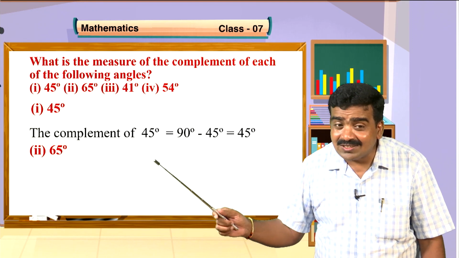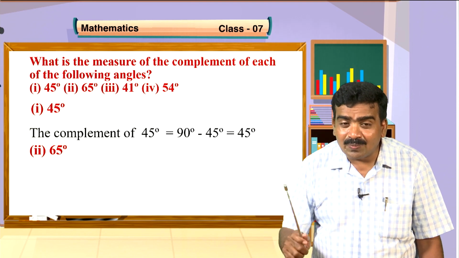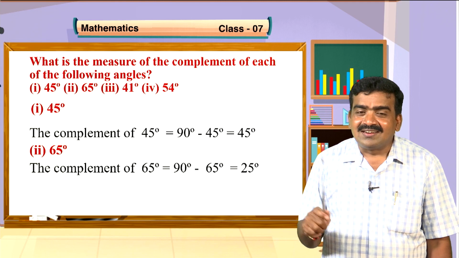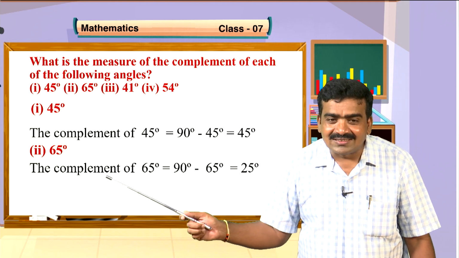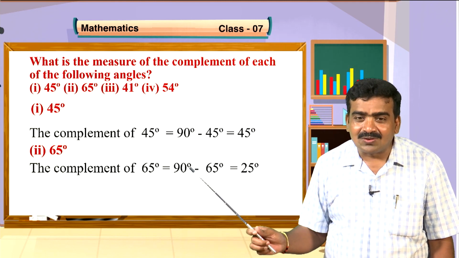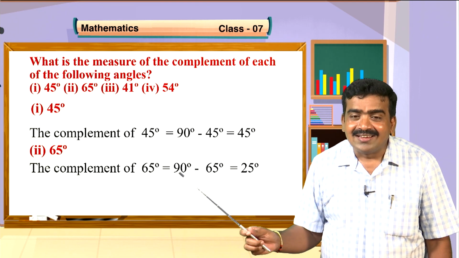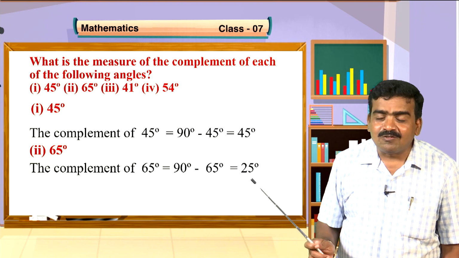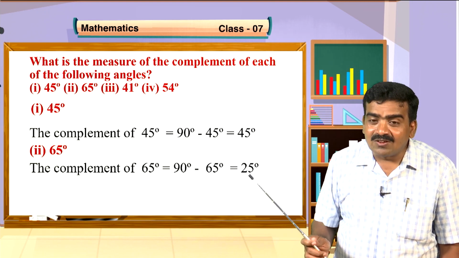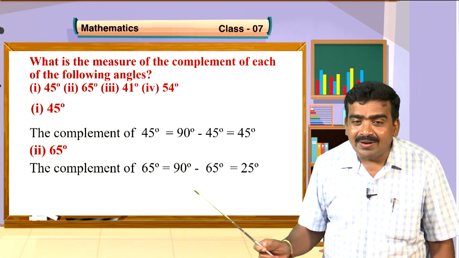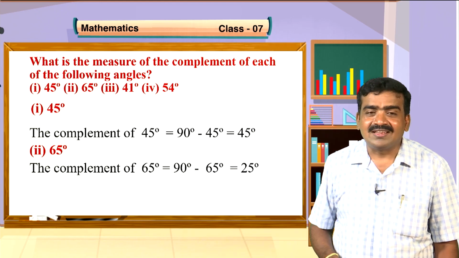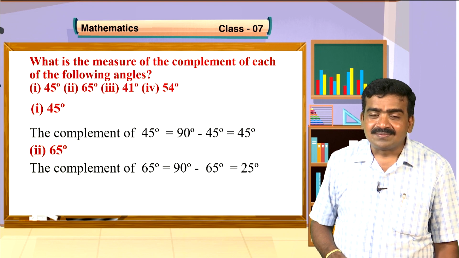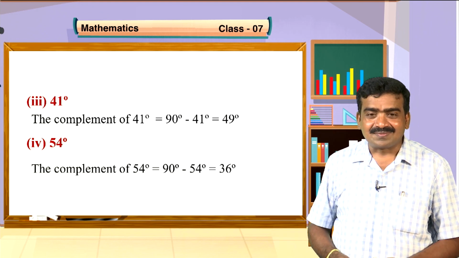Then what about 65 degrees? What are you people doing? Yes, what you are doing is correct. Write like this: the complement of 65 degrees is equal to 90 degrees minus 65 degrees, and you will get 25 degrees. So, this 25 degrees will be the complementary angle for 65 degrees. Can you find it out for 41 degrees and 54 degrees? Is it understood? Easy, no?